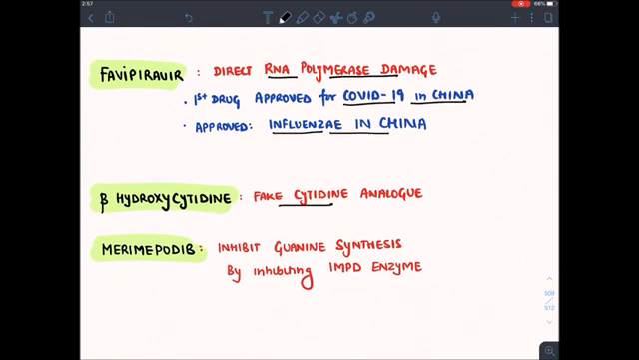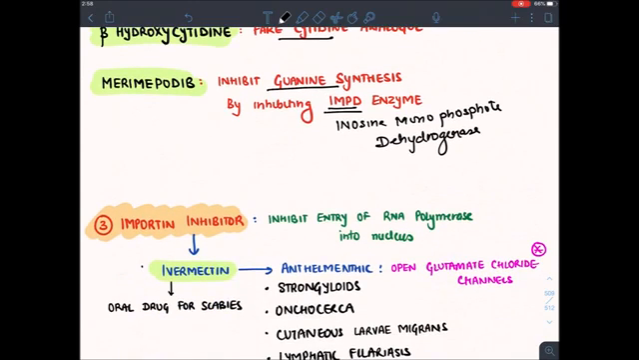Hydroxycytidine is a fake cytidine analog. Merimepodib inhibits guanine synthesis by inhibiting the IMPDH enzyme. IMPDH stands for inosine monophosphate dehydrogenase enzyme, which is required for de novo synthesis of guanine inside the cell. So just remember the names, more than enough.